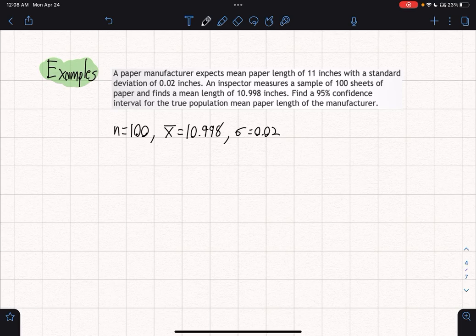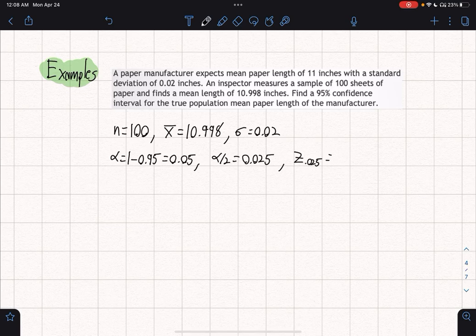So here we have 95% confidence. So that would imply alpha is equal to 1 minus 0.95, or 0.05. And so alpha over 2, because we always divide alpha over 2 for confidence intervals, would be 0.025. And then z.025 would be 1.96. This was one of the values I listed in the prior video. Okay, so now let's do our 95% confidence interval.